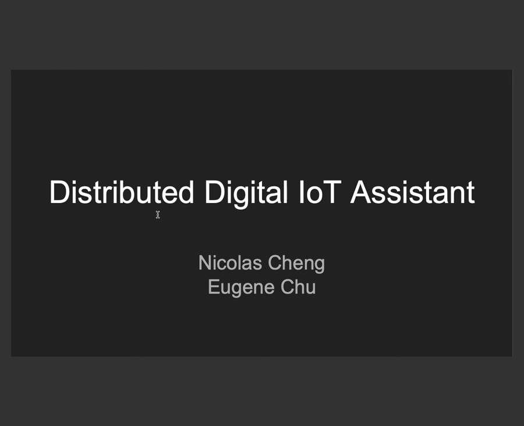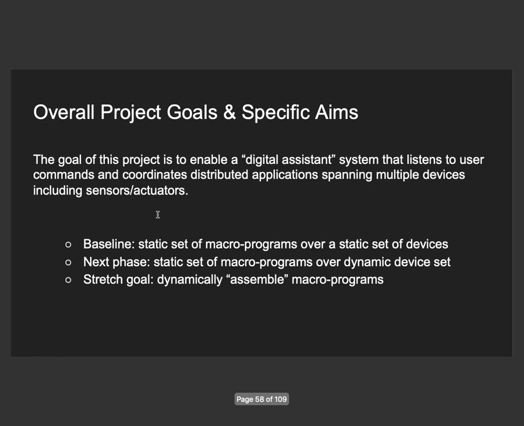Alright, hi guys. My name is Nicholas, and my partner Eugene and I have been working on the project Distributed Digital IoT Assistant. The overall goal for this project is that we try to design a system that can understand what people say as a command and map it to multiple devices, including sensors and actuators.